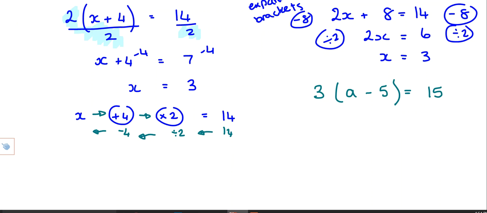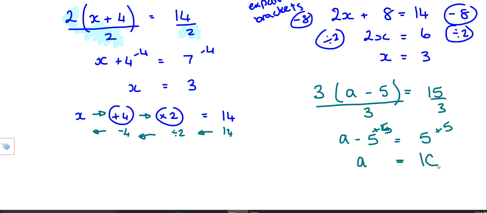So has anyone done this one already? Who did it? So the first step is to divide everything by 3. Divide by 3 gives me x take away 5 equals 5. And then you add 5, and I get x equals 10. And it makes sense, because if you look at it, 10 minus 5 is 5, times 3 makes 15.